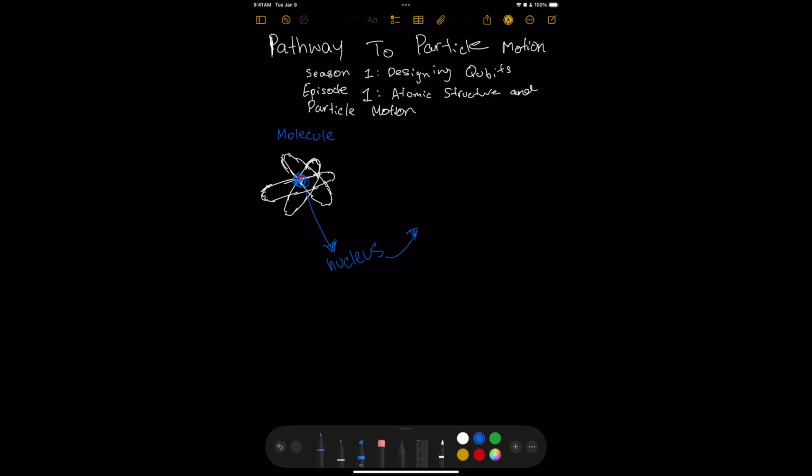So, let's say we have a proton. A proton is a positive charged particle. So this is positive and it is a proton. Now, the nucleus is also made of neutrons. So we have neutrons, and these are neutral charged particles. We'll say plus minus as neutral.